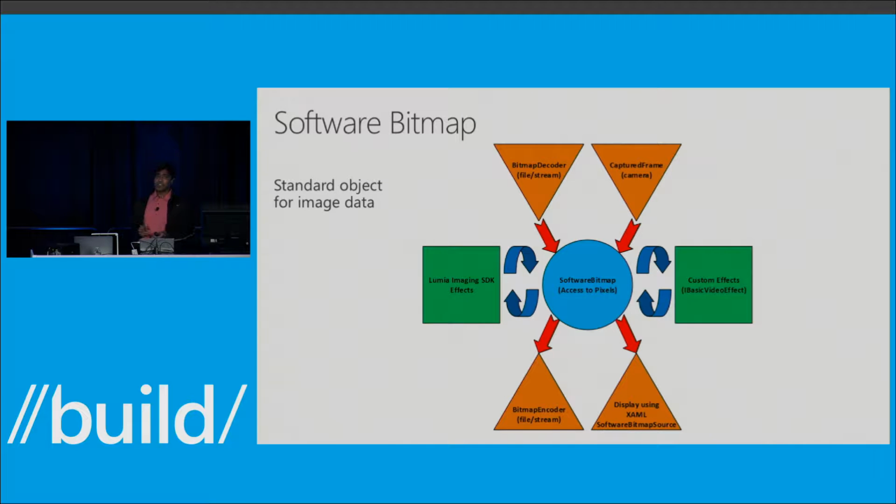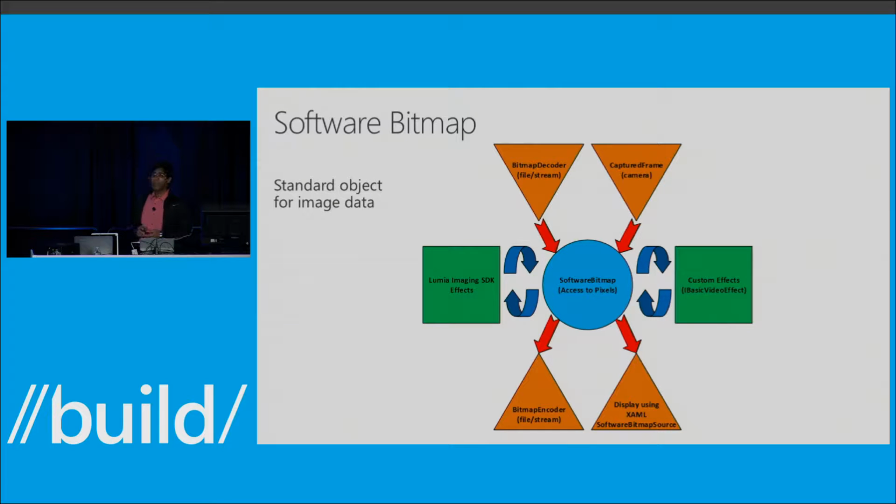Lumia Imaging SDK will soon start providing support for software bitmap. And once that happens, all the effects in that library can be used. You can also create your own custom effects by getting access to the pixels. The same code then can be used on a video stream using IBasicVideoEffect, which was covered in the audio and video creation session on Wednesday.